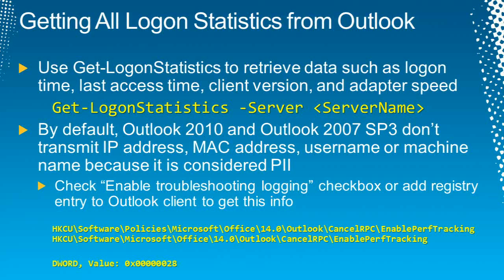And then it's the EnablePerfTracking registry entry. It's a DWORD value, and you set it to a hex value of 28. And that will then turn on retransmitting this information, the IP address, the MAC address, the username, and the client name, retransmitting it back up to Exchange, and you'll be able to collect it with the cmdlets as well.